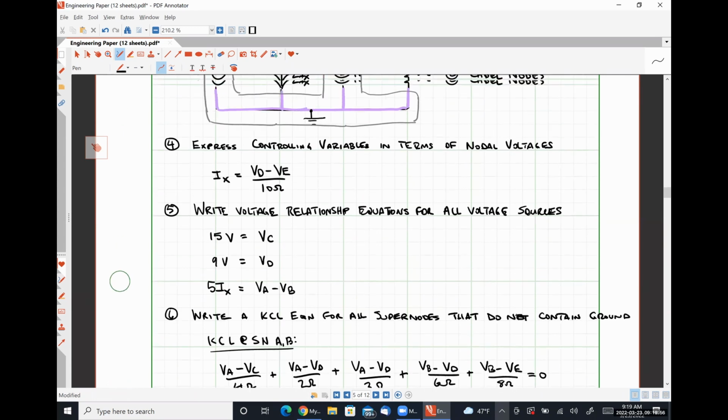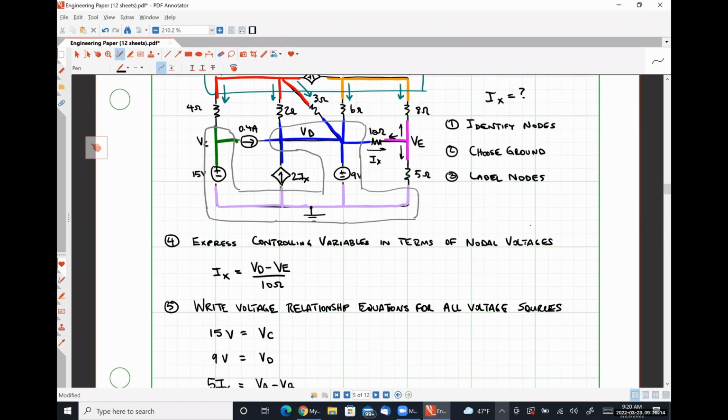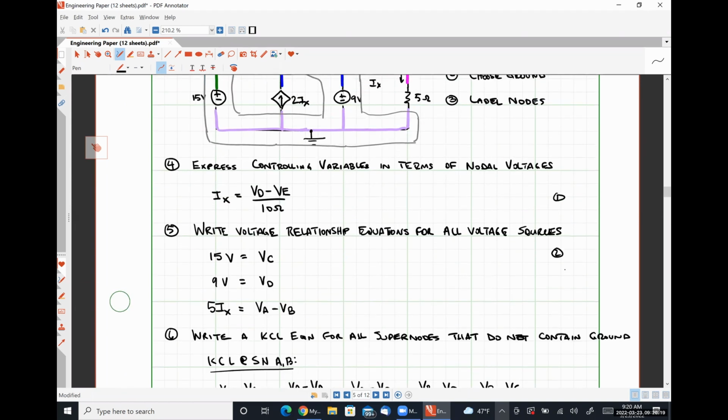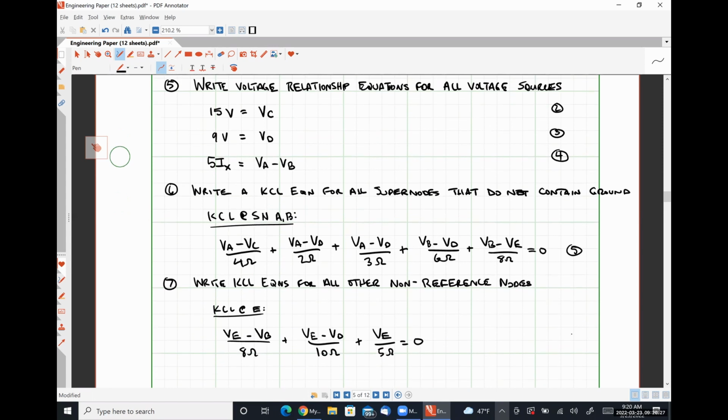All right, so what I want to do here real quick is count things up, okay? So in our original circuit, we have 5 unknown nodal voltages and a controlling current IX. So that's 6 variables. Here's equation 1, 2, 3, 4, 5, and 6. 6 equations, 6 unknowns.